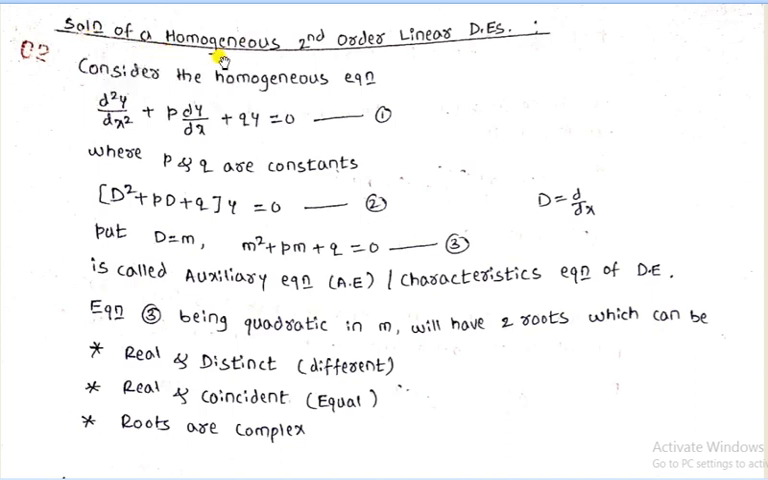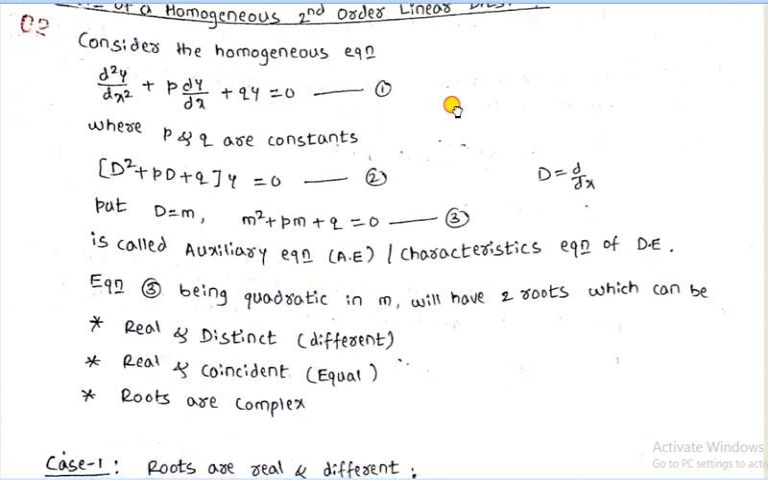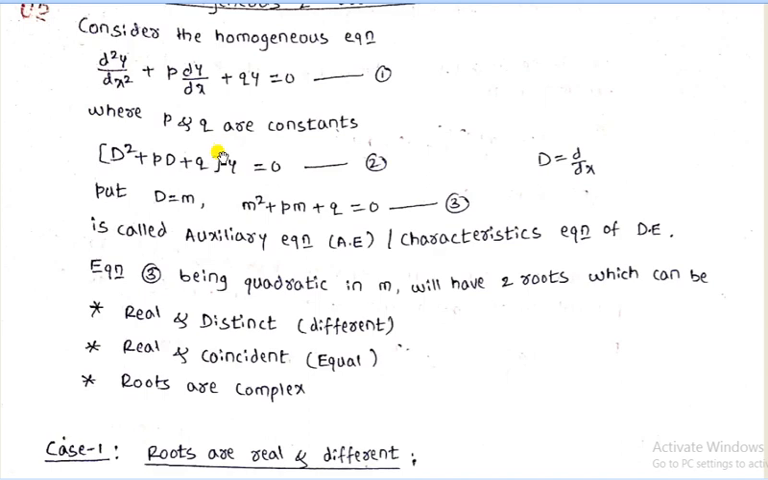Solution of a homogeneous second order linear differential equation. Consider the homogeneous equation in the form d^2y/dx^2 + p dy/dx + q y = 0. Here p and q are constants. Now we express equation 1 in symbolic form as (D^2 + pD + q) y = 0, taking y as common.